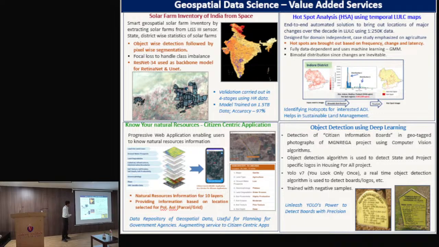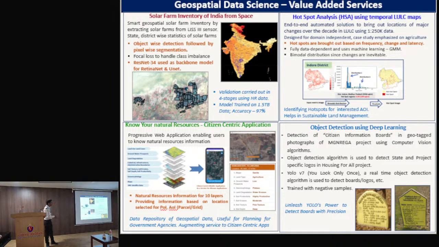Now the second thing is the citizen information board I was talking about. Whatever photographs are coming from the ground, I can detect whether the board is there or not. Some people would have simply painted on the wall. That is not a board, and a board should have certain characteristics that can be trained and put up so that people can use it. For that, YOLO is used. At that time YOLO V7 was used. Now YOLO V8 or later is also available, and this is one such example.